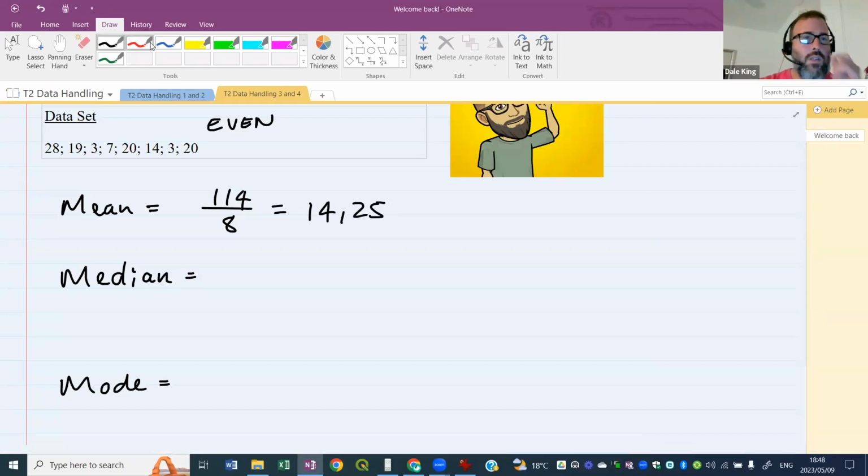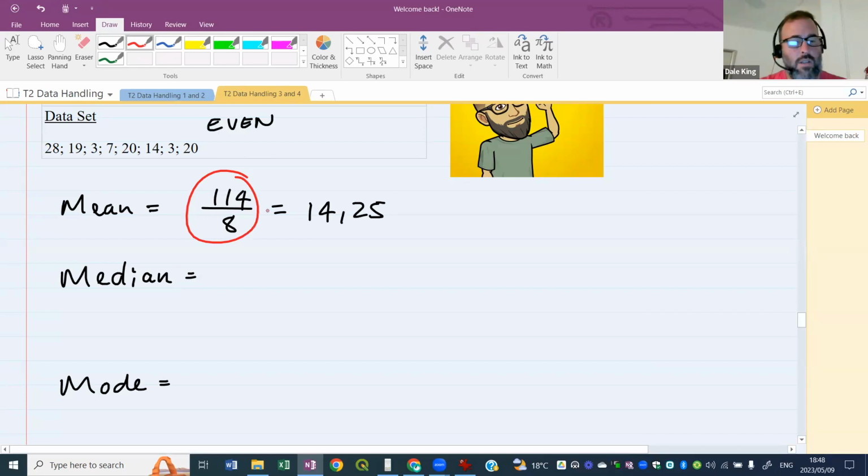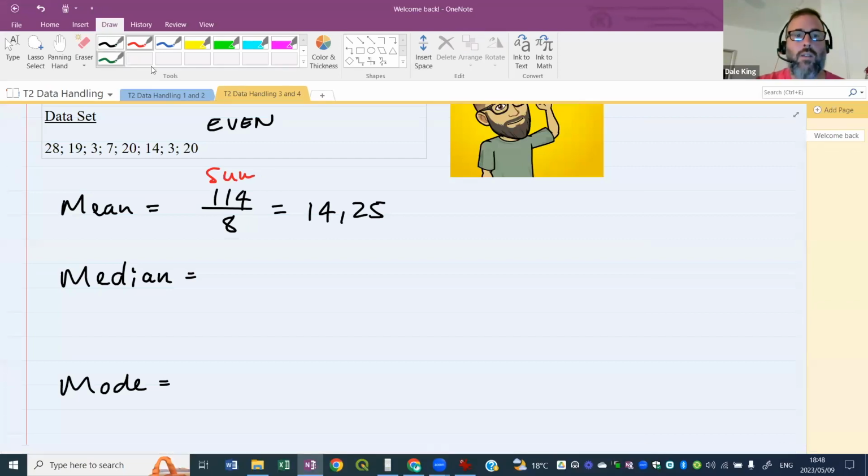Okay, just remember they want to see the fraction. So this fraction, you should fill it in and show it when you're doing the calculation, okay? You don't have to show 28 plus 19 plus 3. Don't worry about showing that you're adding up all the numbers. They just want to see the sum in your fraction, okay?